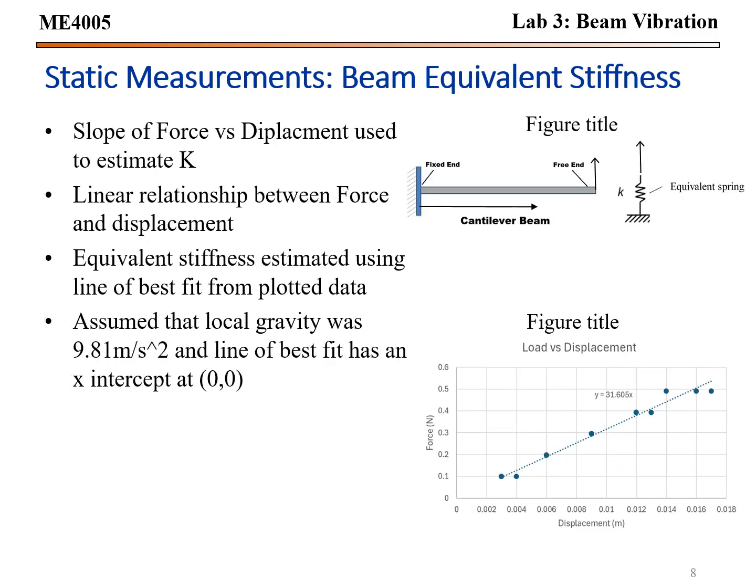To find the spring constant, the force and displacement were graphed against each other, and the slope of that line of best fit was used as K. Assumptions made were that the local gravity was 9.81 meters per second squared, and that the line of best fit had an x-intercept at 0, 0.